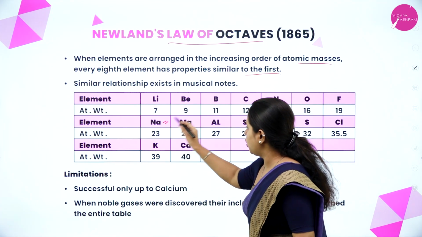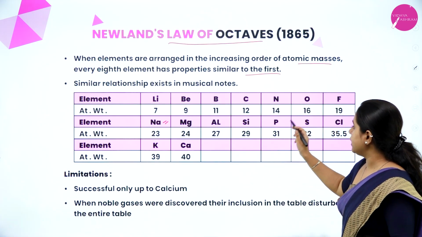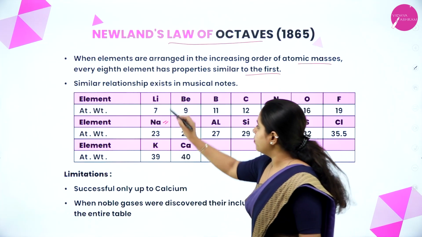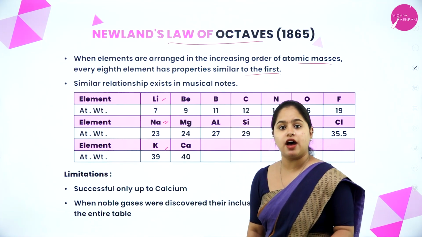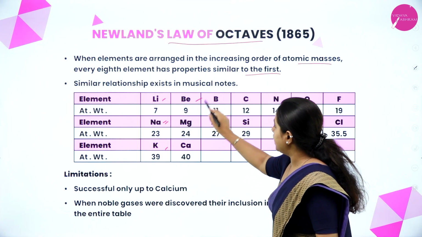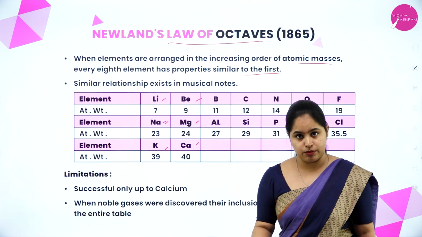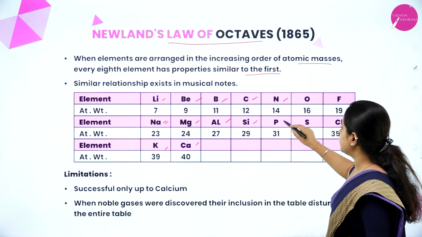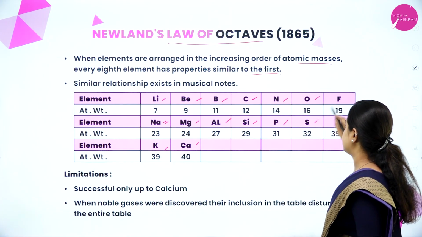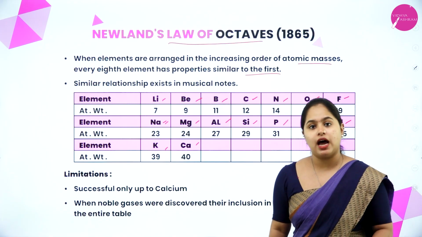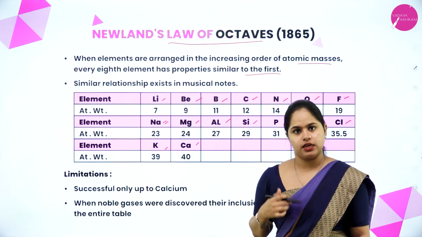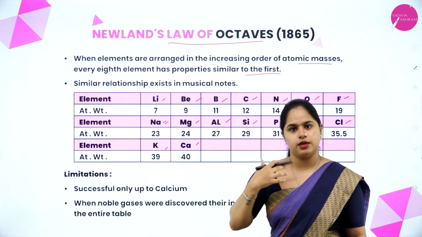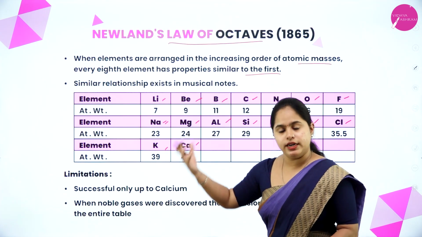Then sodium, magnesium, aluminium, silicon, phosphorus, sulfur, chlorine, potassium, calcium. So lithium, sodium, potassium have similar properties. Beryllium, magnesium, calcium have similar properties. Boron and aluminium, carbon and silicon, nitrogen and phosphorus, oxygen and sulfur, fluorine and chlorine. These had similar properties. I hope it is clear. Similar relationships exist in musical notes. I hope you understood this.